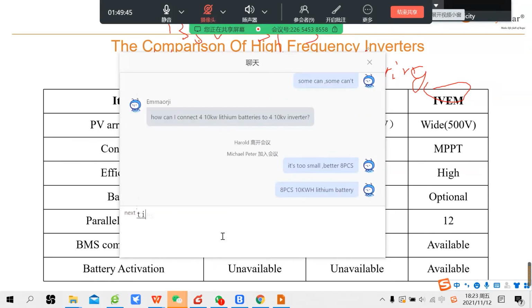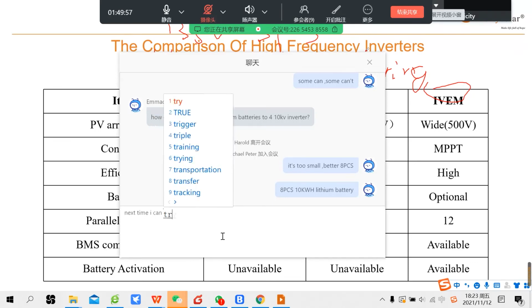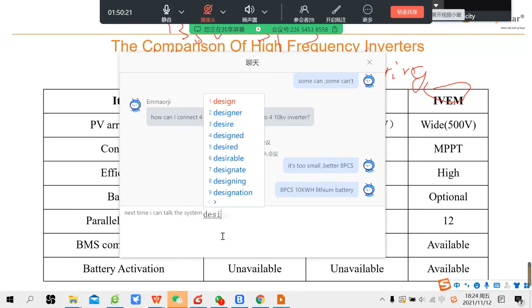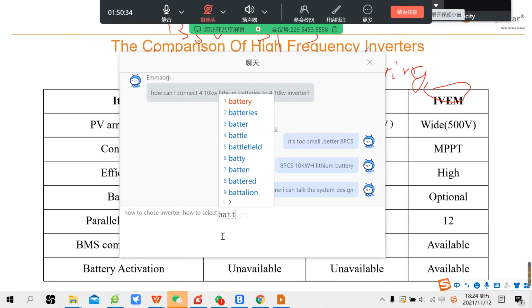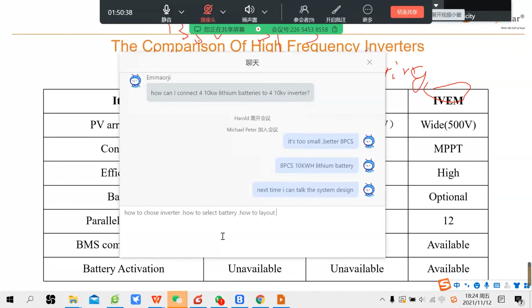Next time I can introduce more. We can talk more about system design: how to choose the inverter, how to select the battery, how to lay out the panels.